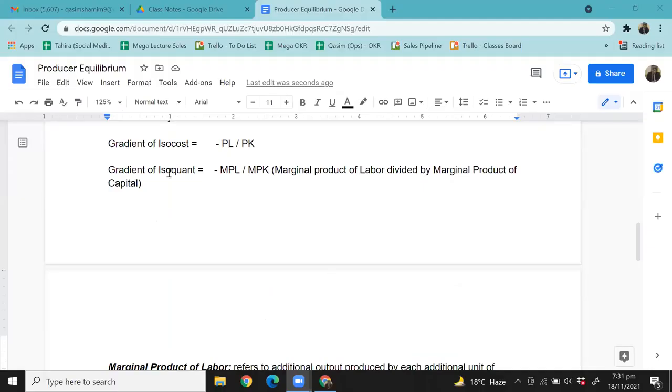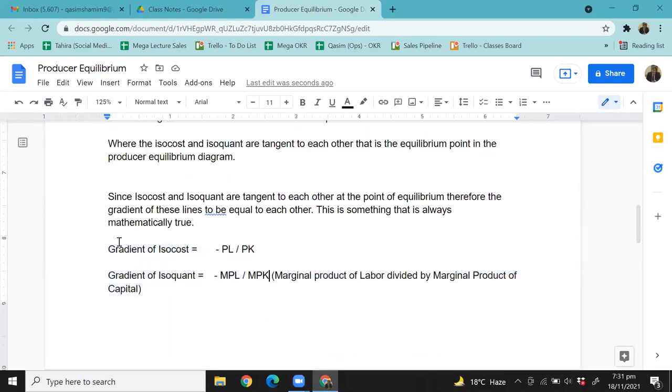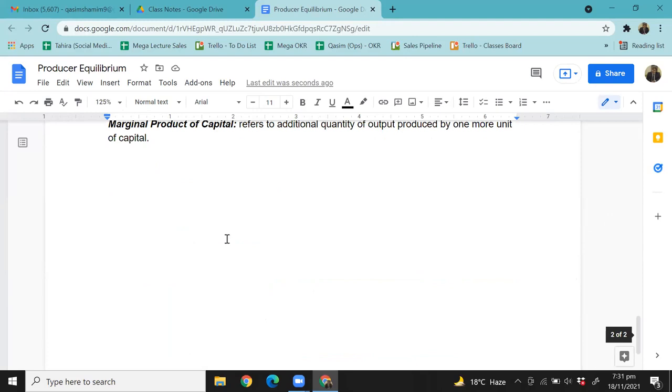So I'm just rearranging these two, right? I'm telling you in advance so that you don't feel confused. So the gradient of isocost and the gradient of isoquant are equal to each other at the point of equilibrium, right? And we are just rearranging these two values and writing the final form.